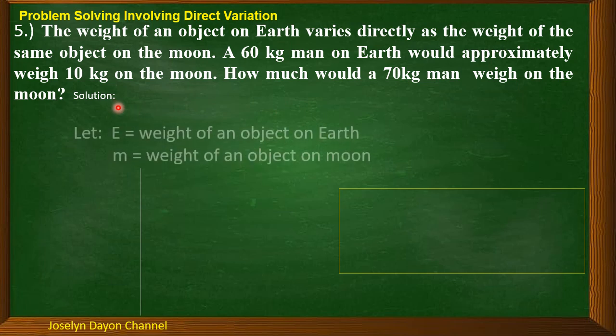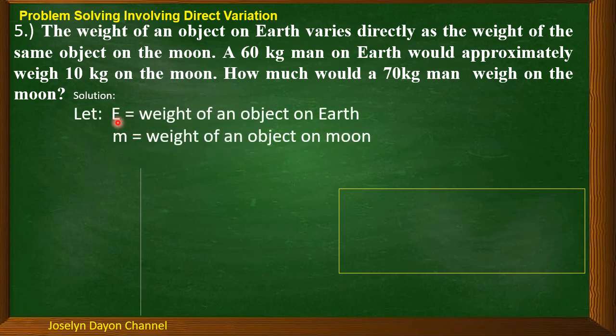Okay, for our solution, we have to assign again a variable. So we let E, weight of an object on Earth, M, weight of an object on Moon. Now let's translate the equation. So we have here the weight of an object on Earth varies directly as the weight of the same object on the Moon. Now let's substitute.